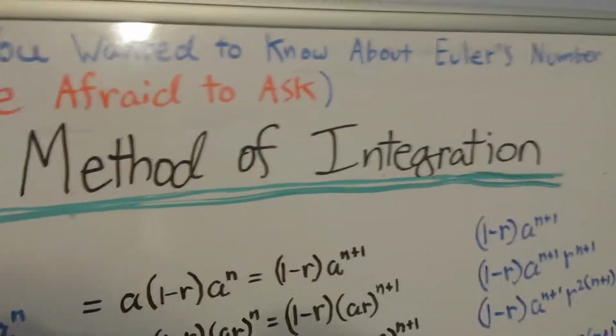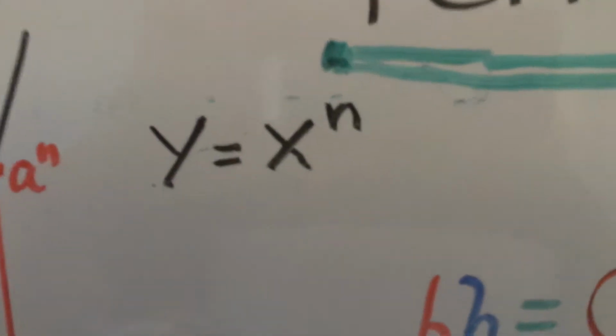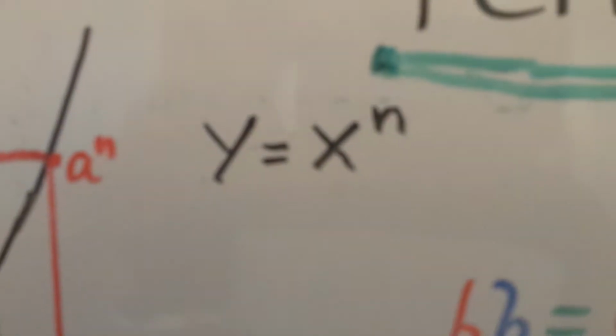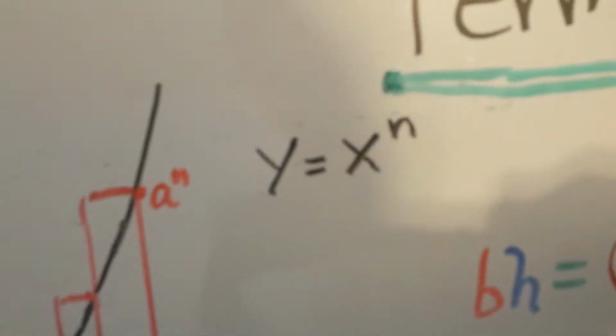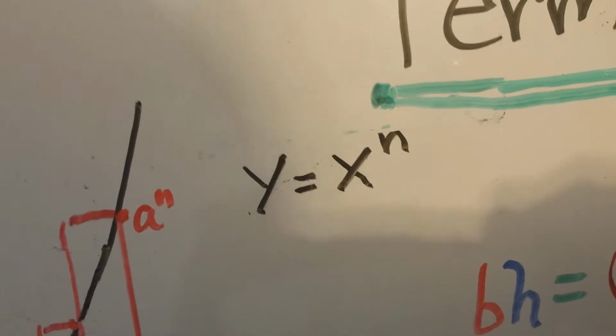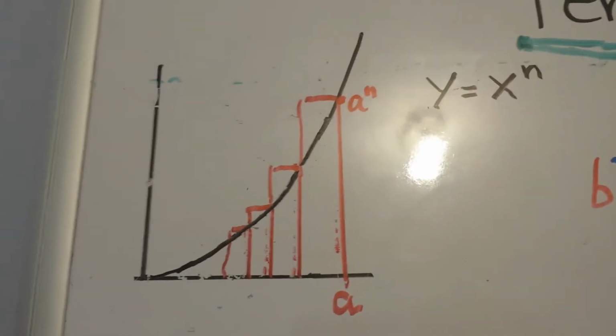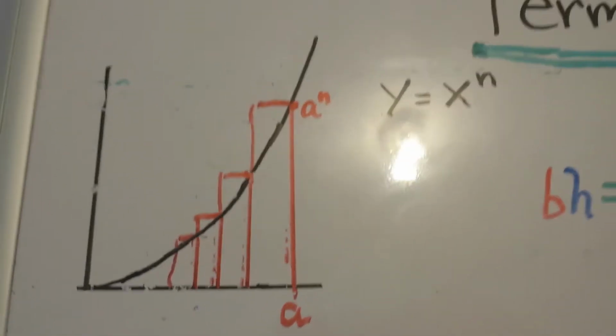Okay, Fermat's method of integration. Fermat is interested in measuring the area under curves of the form y equals x to the n. And his method was unique because it used a sum of infinite geometric series, as we will see. Okay, so I made this diagram to show what Fermat was after.